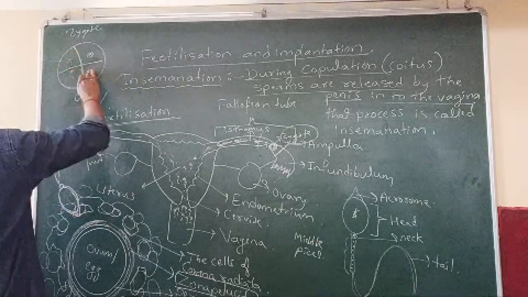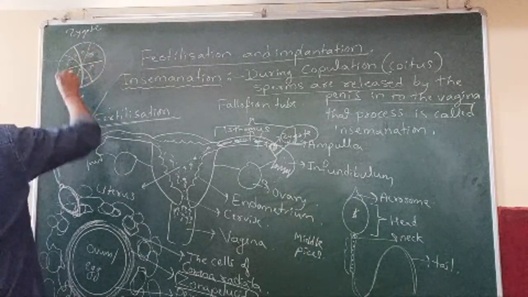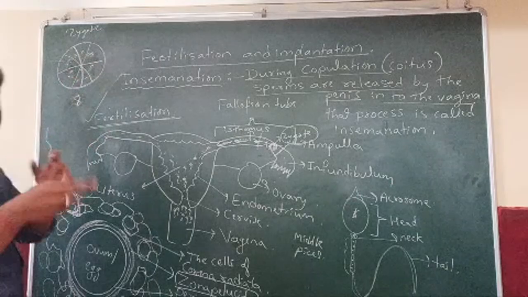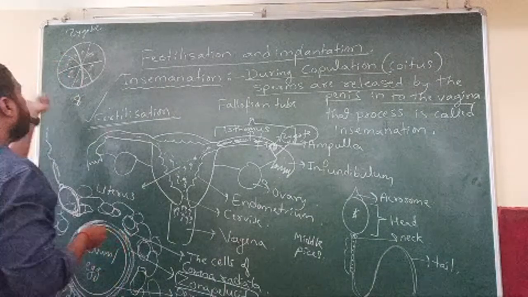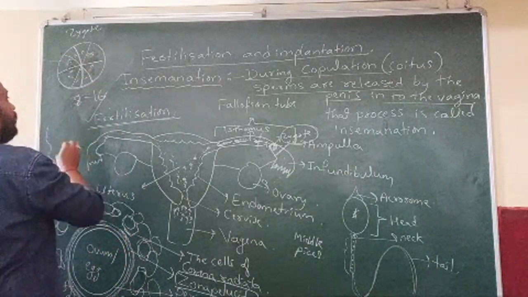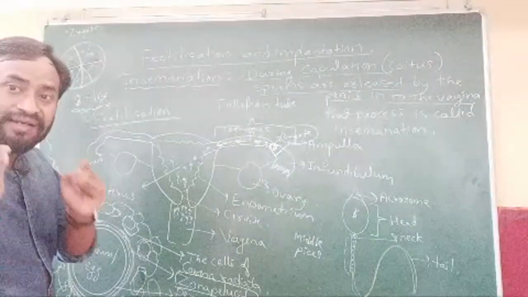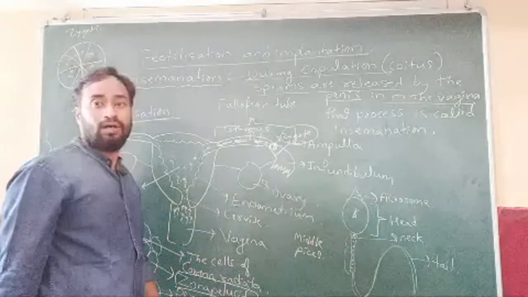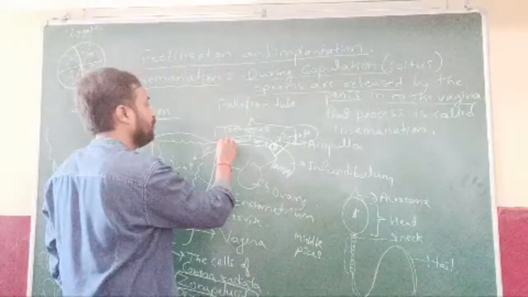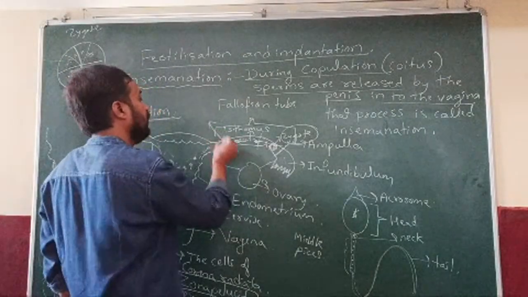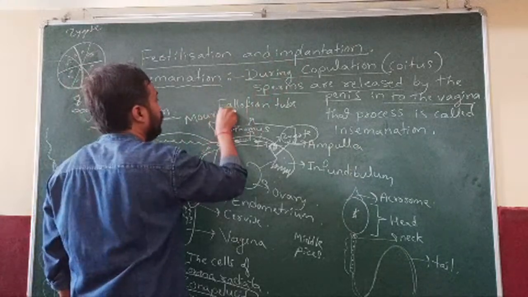After that this cleavage will reach the 8 celled stage. The mitotic divisions will continue, keep on continuing. Then after that it becomes 16 celled. The 8 celled to 16 celled stage is called morula. Almost up to this region, the egg reaches the morula stage.